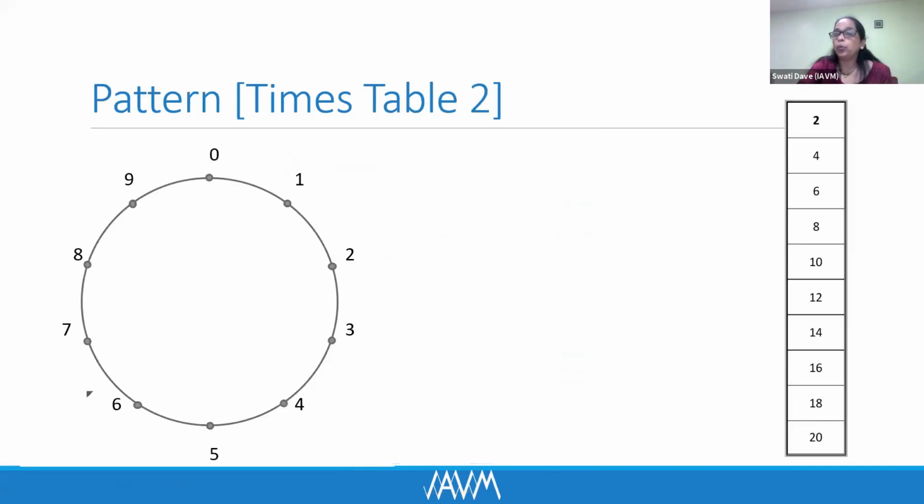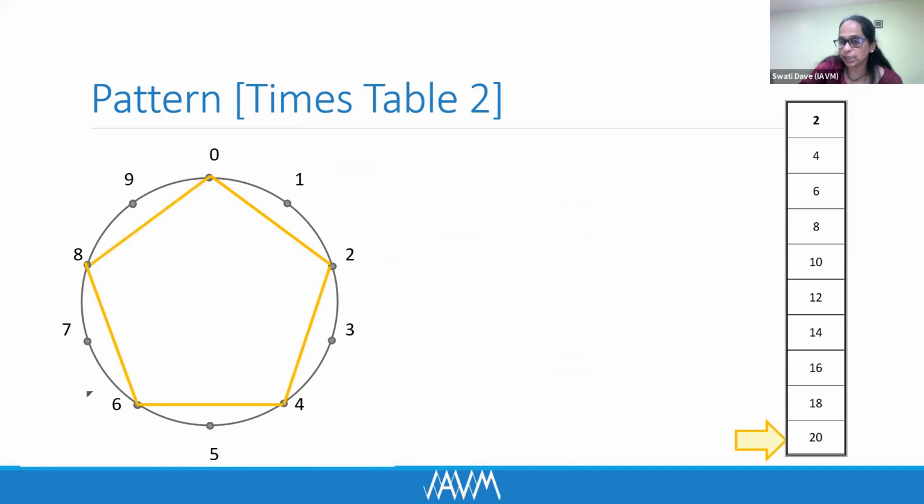And now when we start with this, what are we going to do? We start with 0, 0 to 2, 2 to 4, 4 to 6, 6 to 8, 8 to 10, 12, 14, 16, 18, 20. What are the learnings happening here?